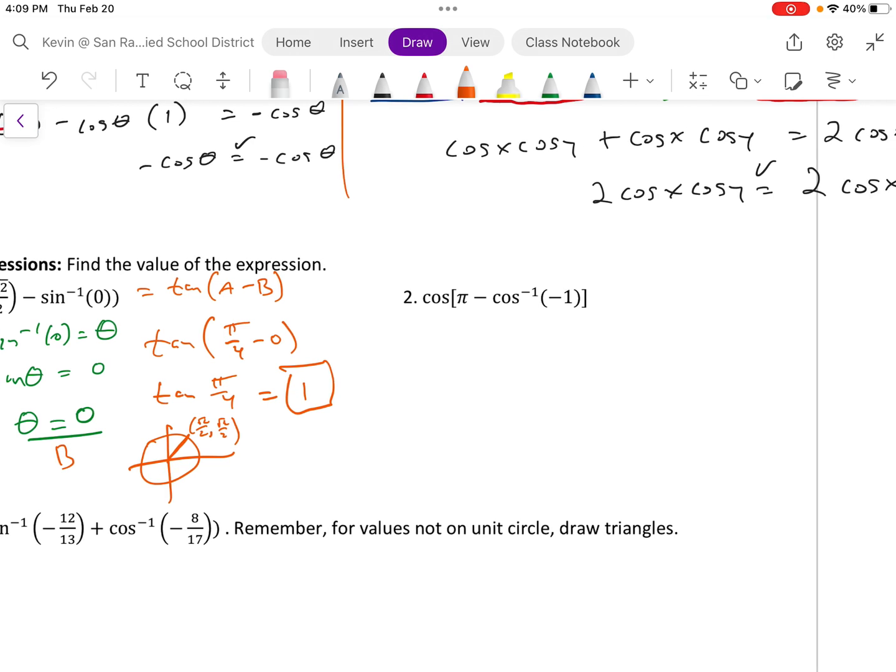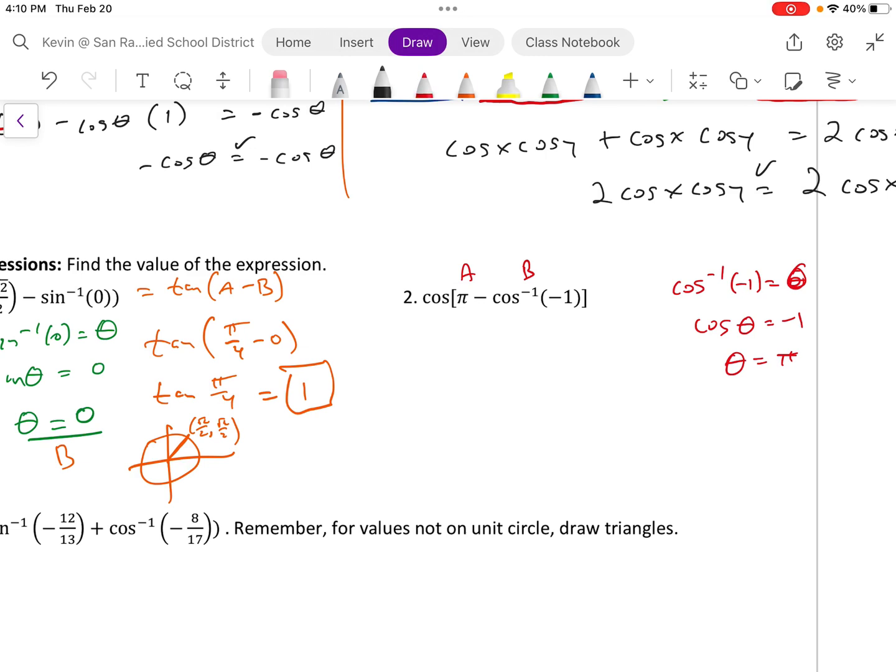Okay, let's do the same thing over here. We have this angle, so this is A, this is B. We already have A, it's pi. We have to find B. So arc cosine of -1 equals theta. So the cosine of the angle equals -1. What angle has a cosine of -1? Well, theta equals pi.